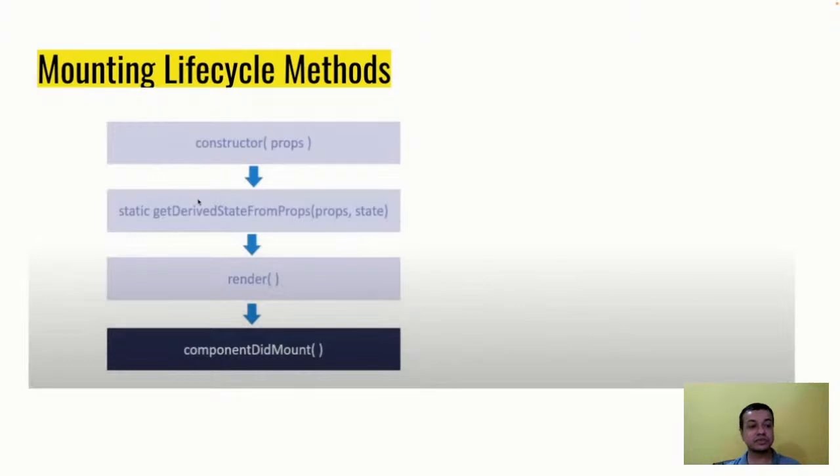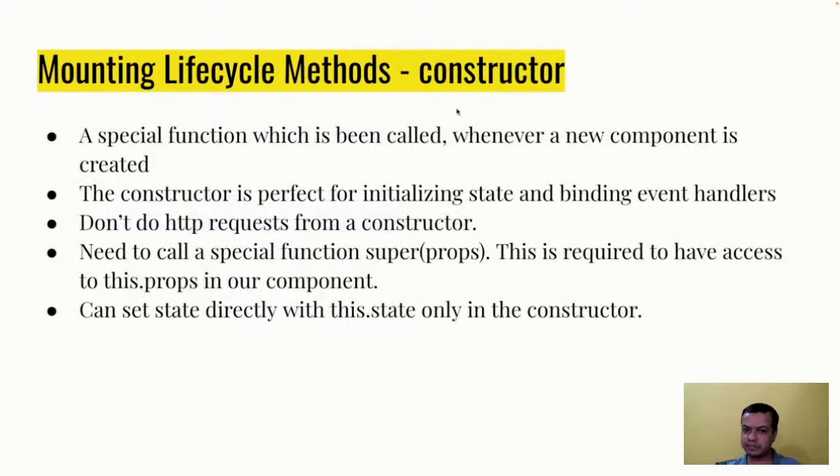The constructor is there first, then getDerivedStateFromProps is there, then the render is there, and then componentDidMount is there. Out of these, constructor and render we know, but getDerivedStateFromProps and componentDidMount we don't know yet. We're going to learn about that. The constructor is a special function which is called when a new component is created. The constructor is perfect for initializing state and binding event handlers. We have seen both of those things, this.state and binding this.function equal to this.function.bind(this). Don't do an HTTP request in the constructor.